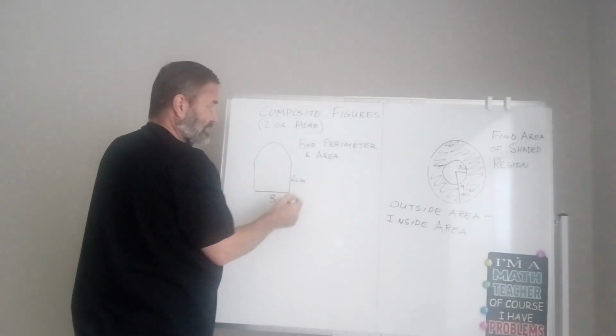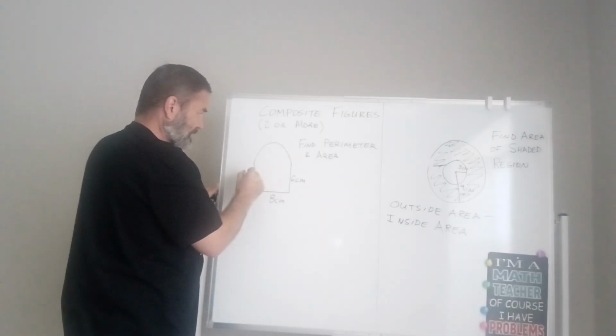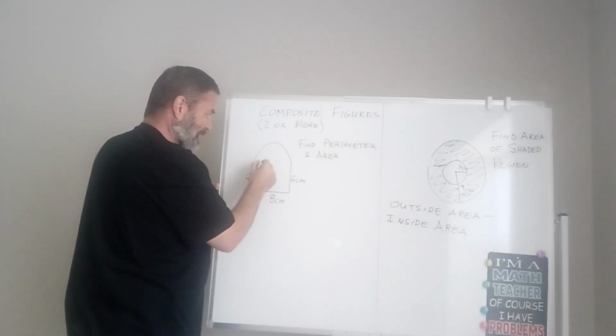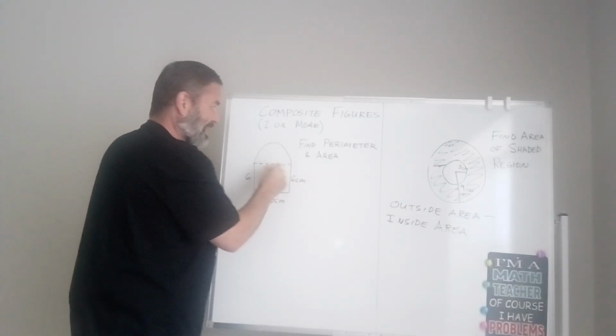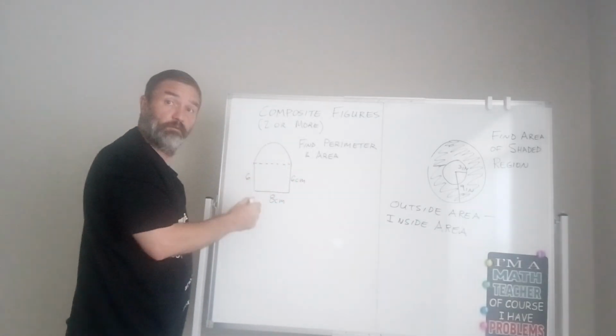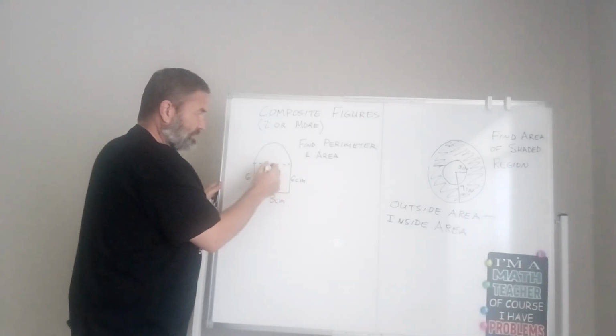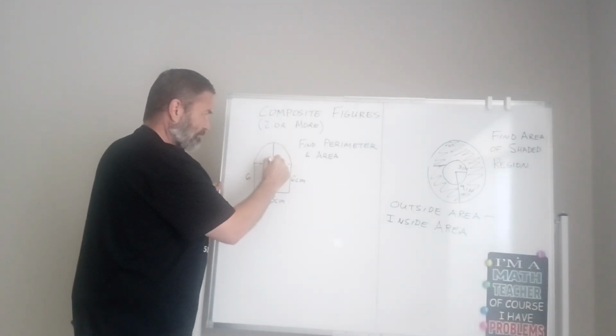So perimeter is around here. So if this is 6, this is 6 because it's a rectangular shape. I would dash this across because I don't want to count that in the perimeter because it's covered. Remember, perimeter is around. It has nothing to do with the inside lengths. Okay, if this is 8, that's 8, which makes this 4.